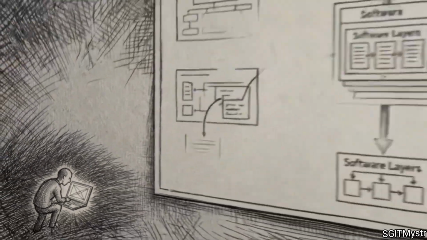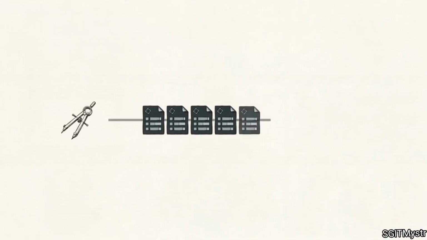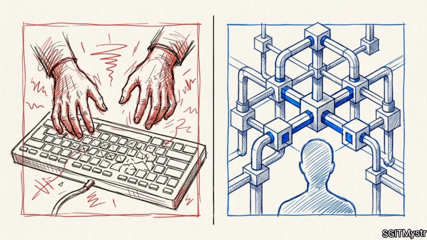You are no longer fighting the AI to get the right output. You are designing the system that makes the right output inevitable. Speed in the AI era doesn't come from typing faster. It comes from thinking more clearly.